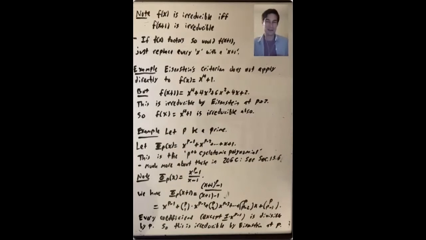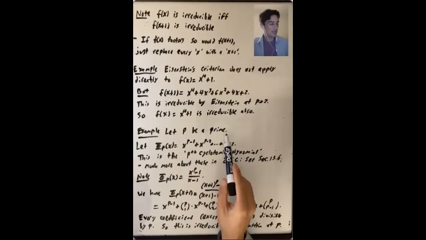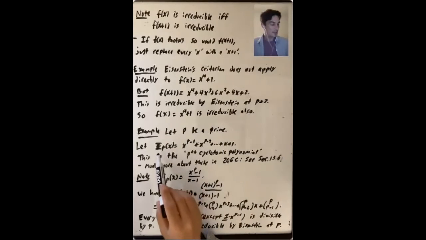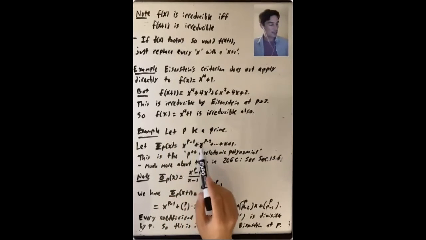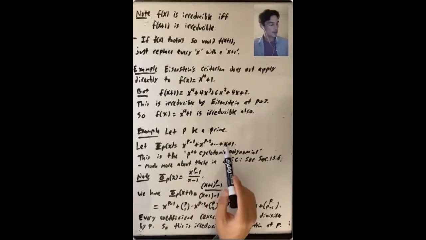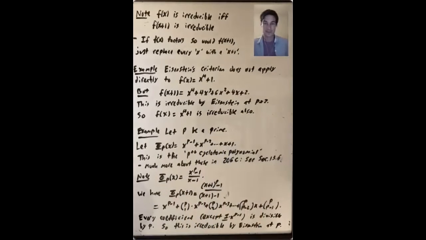OK, one more application. Let's say that P is a prime. And define phi sub P of x to be x to the P minus 1 plus x to the P minus 2 plus up to x squared plus x to the 1 plus x to the 0. This is called the P-th cyclotomic polynomial. And this is going to come back and play an important role in 206C when we talk about the theory of fields. This is the subject of section 13.6.